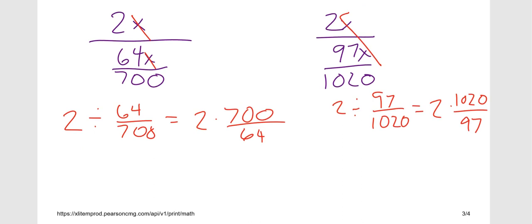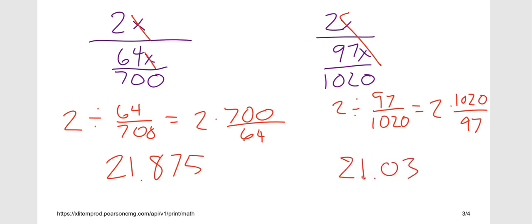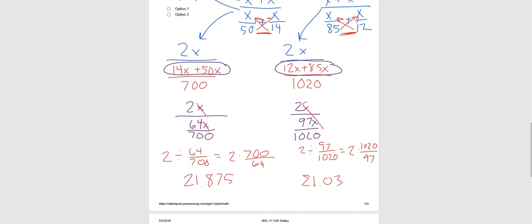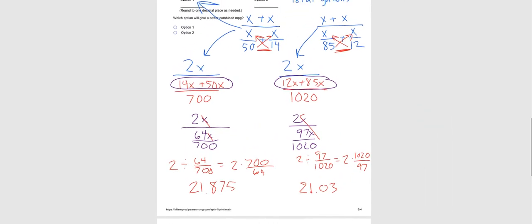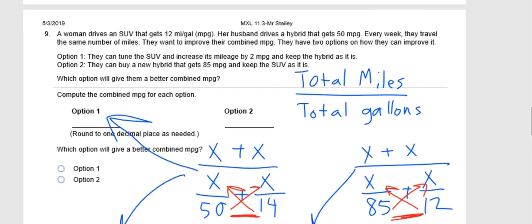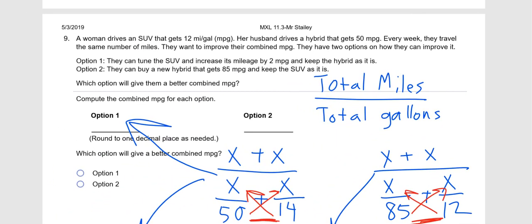What do we get for option number 1? 2 times 700 over 64. 21.875. And what do we get for option 2? 21.03. So it would be cheaper. They would get better combined fuel efficiency if they tuned up the SUV and increased it by 2 miles a gallon instead of buying the new hybrid.